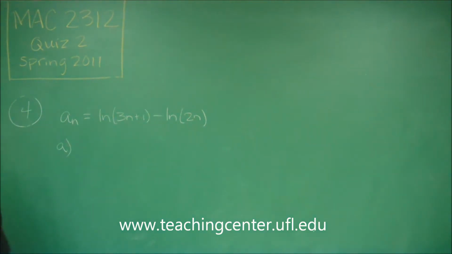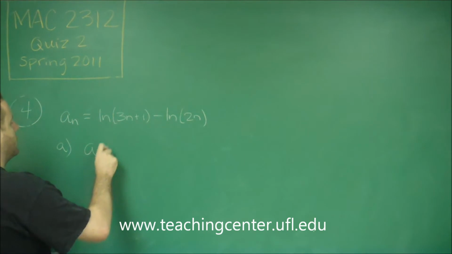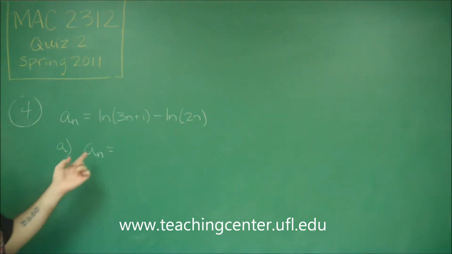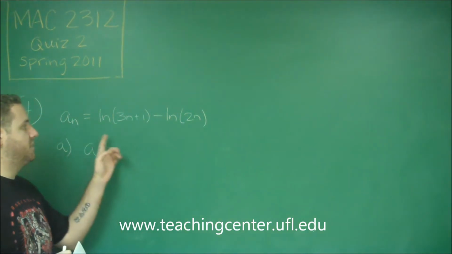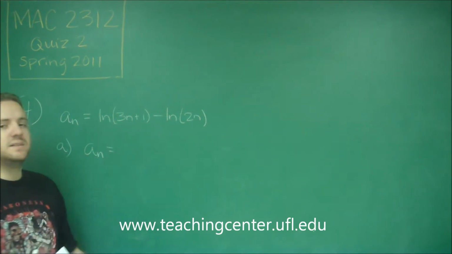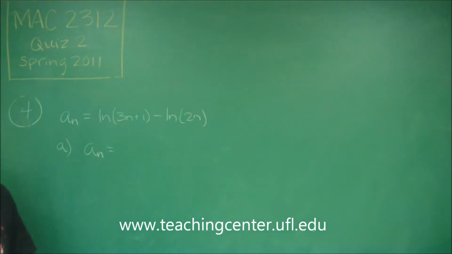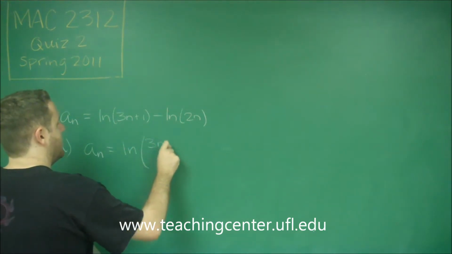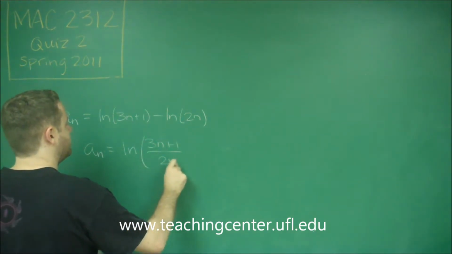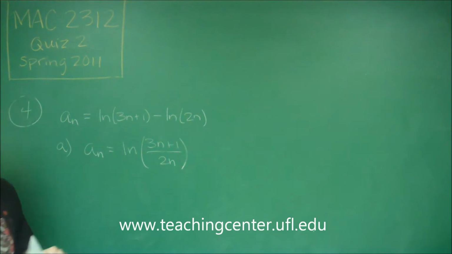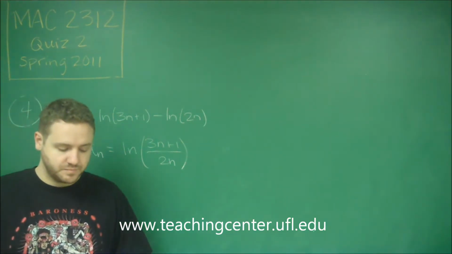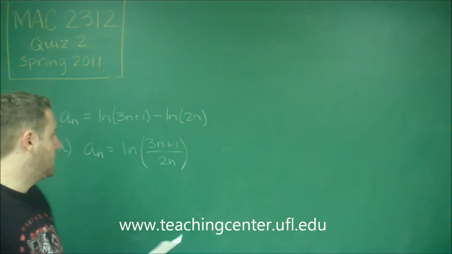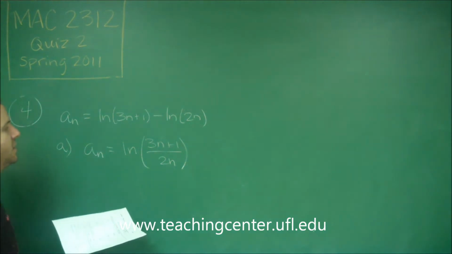Well, what I'm going to do is first rewrite this sequence more simply. Recall from your rules involving logarithms that if you subtract, that's the same thing as dividing what you're taking the log of. So this is ln of (3n plus 1) over 2n, which makes this problem immensely simpler. So we need to figure out whether this converges.